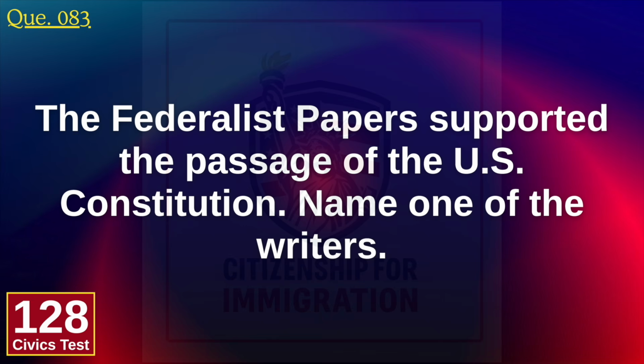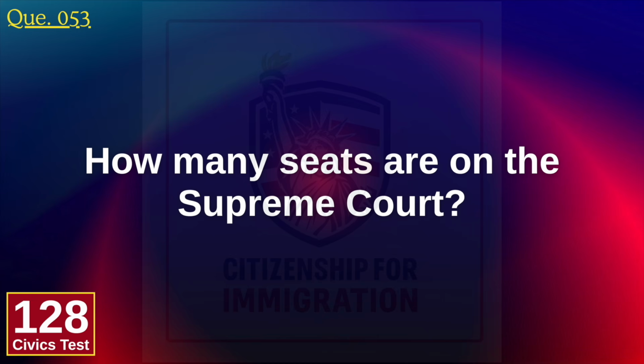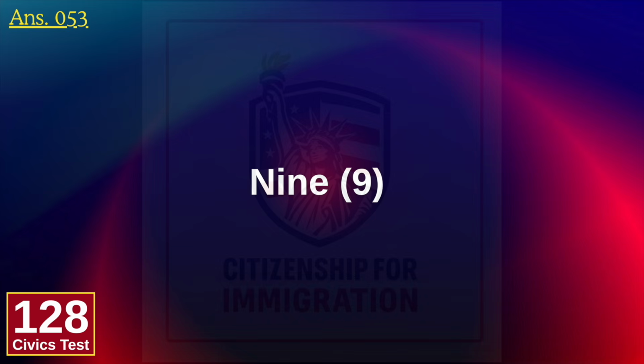The Federalist Papers supported the passage of the U.S. Constitution. Name one of the writers. James Madison. How many seats are on the Supreme Court? Nine.